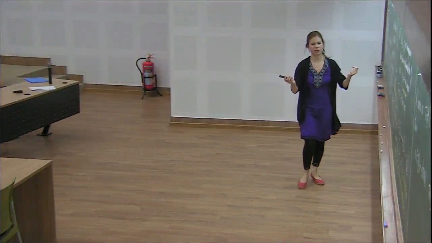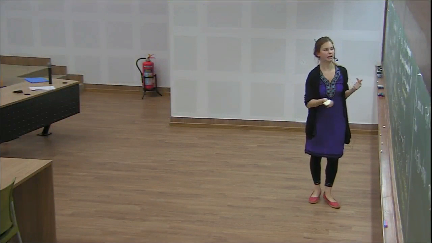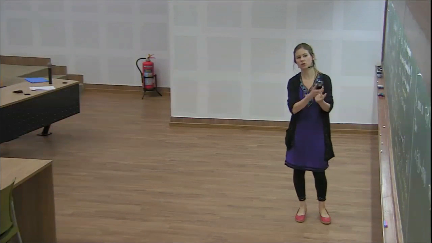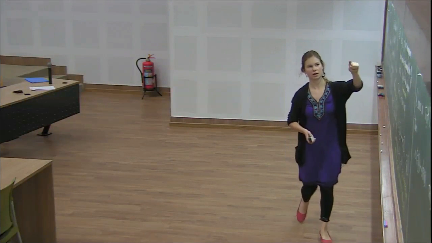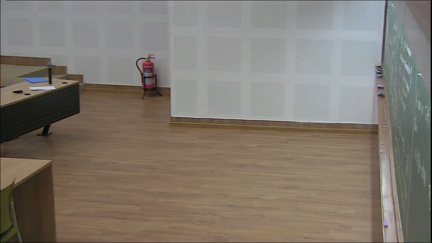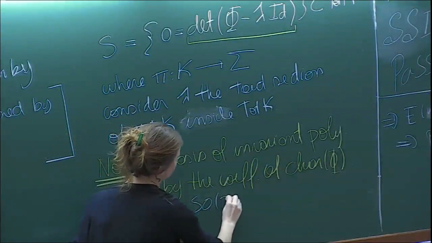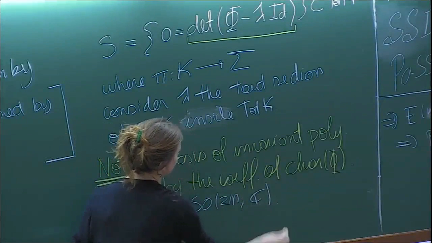You're trying to see what the coefficients of your characteristic polynomial are. In order to understand these coefficients, you can take a basis of homogeneous polynomials. However, you have a caveat here, except for SO(2n) and C, and we'll see what happens in this case.